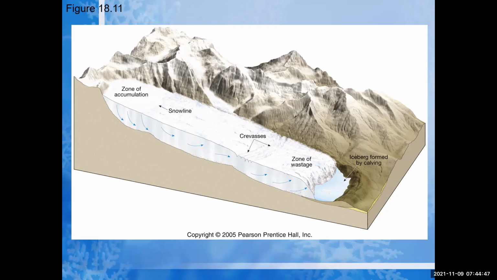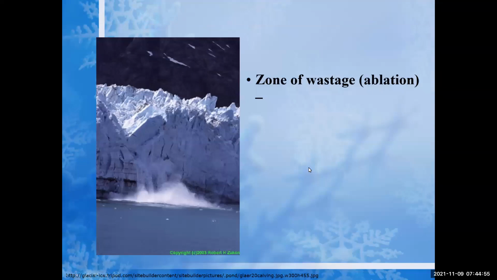This is what we call the zone of wastage. This is where we see these glaciers actually shedding their ice. That ice is melting at the end of that glacier. So this is the end of the glacier. And again, that speaks to the balance between the physical properties of the ice itself and the surrounding temperatures, as well as the rate of accumulation within the zone of accumulation of the glacier.